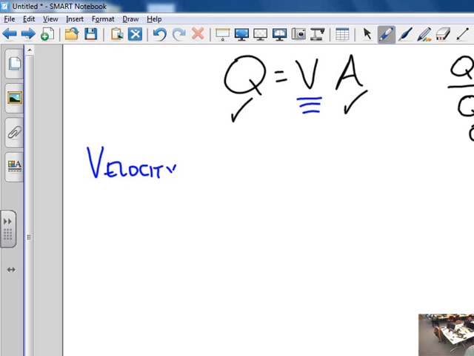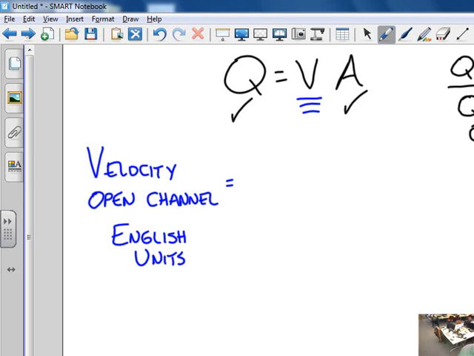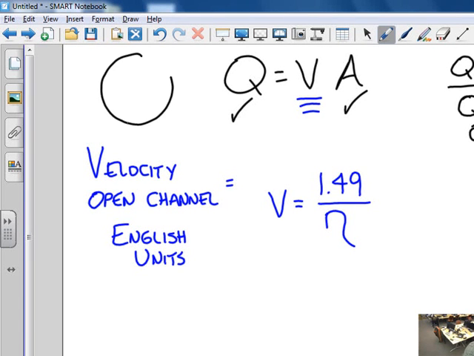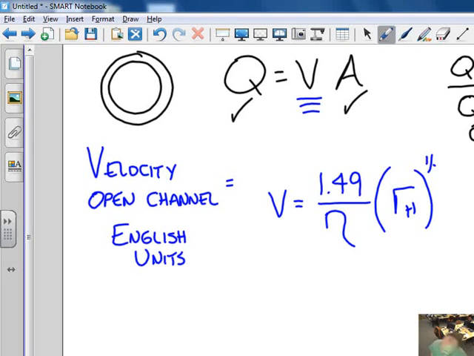Velocity for an open channel, meaning that we have a free water surface, there's no pressure in the system. The velocity for an open channel in English units is equal to V equals 1.49 divided by the roughness of the pipe. So it's going to be a function of how rough this pipe is. The rougher the pipe, the slower the velocity. The smoother the pipe, the faster the velocity. Thus, it makes sense that we divide it, times what we call the hydraulic radius to the 2/3, and the slope, the longitudinal slope of the channel, to the 1/2.